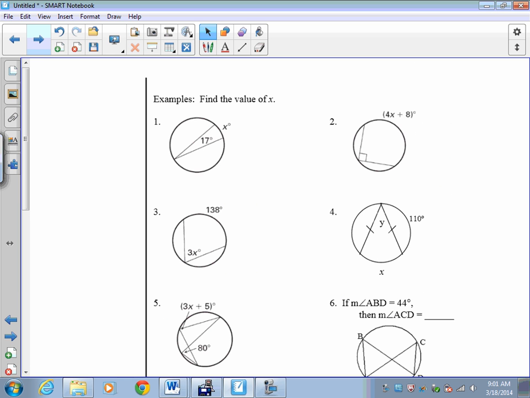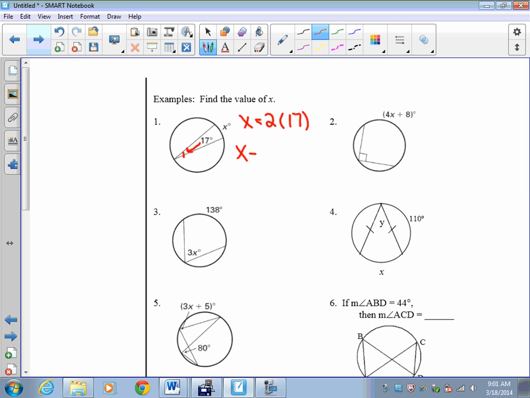So moving on to page 2, we have a lot of examples, and these examples are pretty easy. This 17 degrees, that's this angle here. So x is going to be equal to 2 times 17. Remember, the arc is double the inscribed angle, so x is equal to 34.